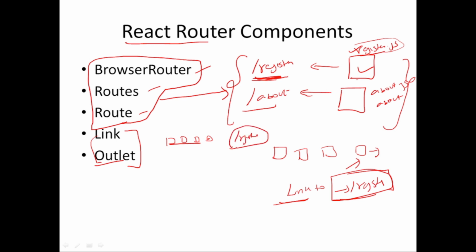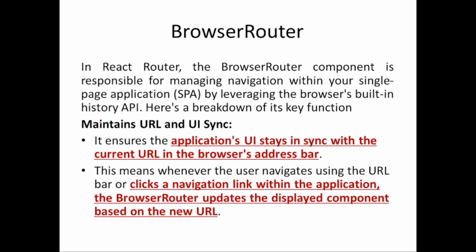And this component will be rendered in the same page using this component called outlet. So we'll be understanding all these things using a simple application now. Let's try and code this. But even before coding this, let me show you this browser router example.